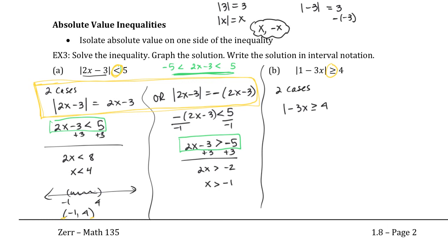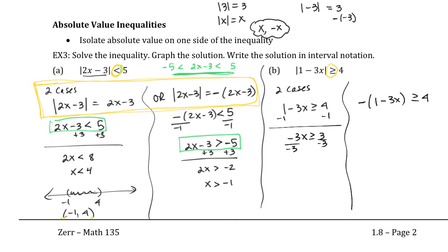Okay, so we've got 1 minus 3x is greater than 4. That's the first case. And then if what goes in is negative, then what comes out is the opposite of that. So we'd have that greater than or equal to 4. And then we can solve these. Go ahead and just subtract 1 from both sides. Negative 3x is greater than or equal to positive 3. Dividing by negative 3, make sure to remember to flip that. So we have x is less than or equal to negative 1.